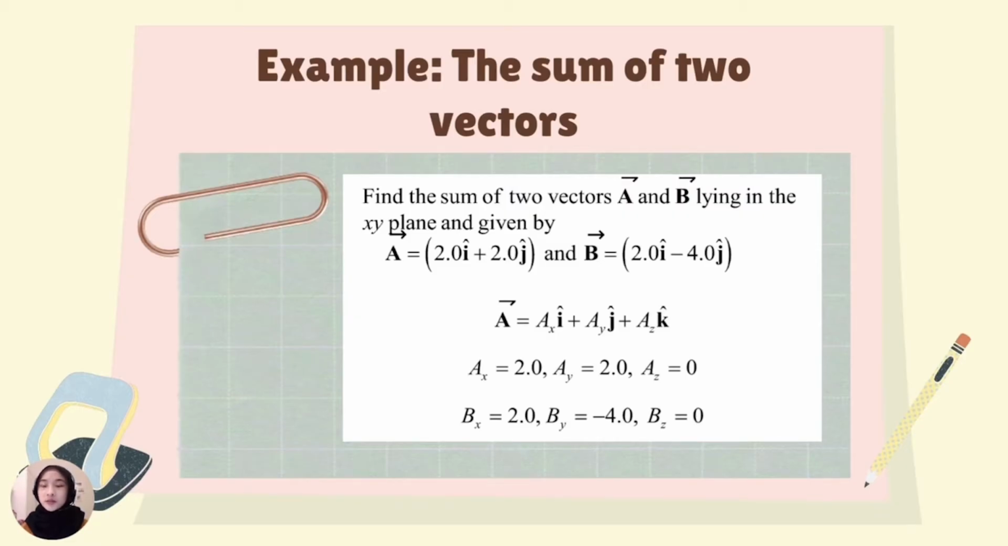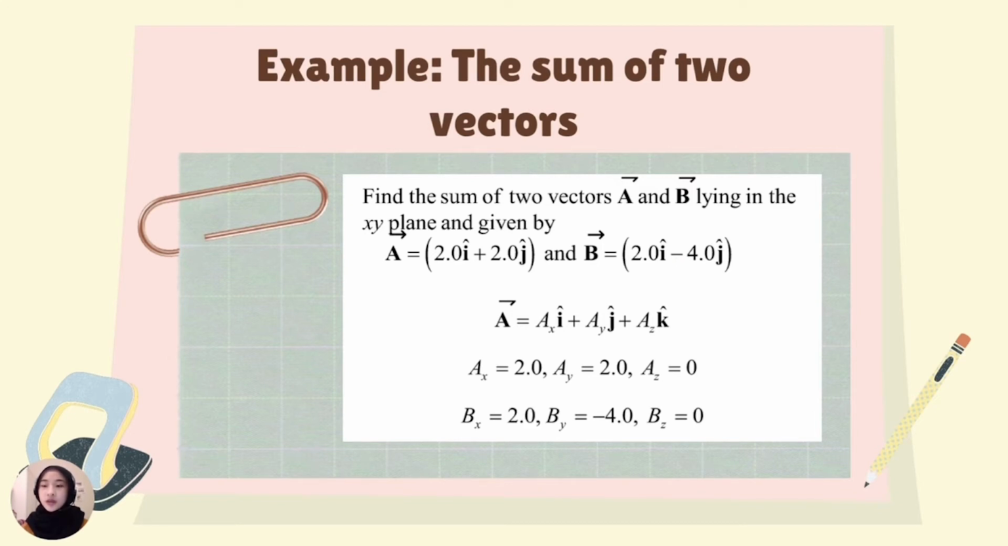So here is an example question for this subtopic, which is the sum of two vectors. The question says, find the sum of two vectors, A and B, lying in the xy plane and given by, so this is the vector A and this is the vector B. Notice that the vector B with y component j is negative, therefore it is pointing downward.